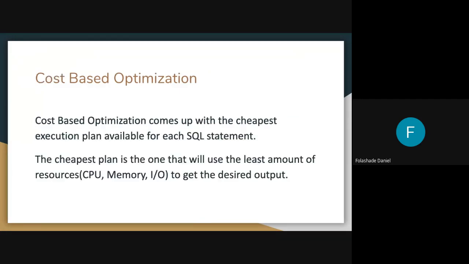And then cost-based optimization comes up with the cheapest execution plan available for each SQL query. That is, the cheapest plan is the one that makes use of the least amount of resources, like memory or space, then time basically, to get the desired result for a particular query.